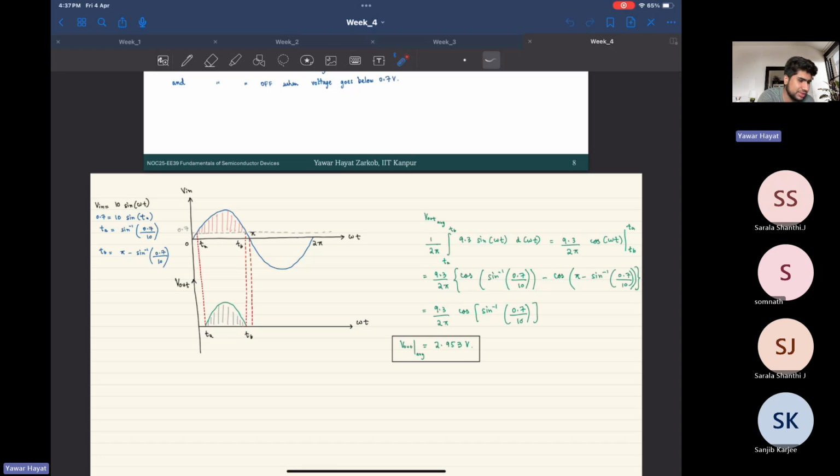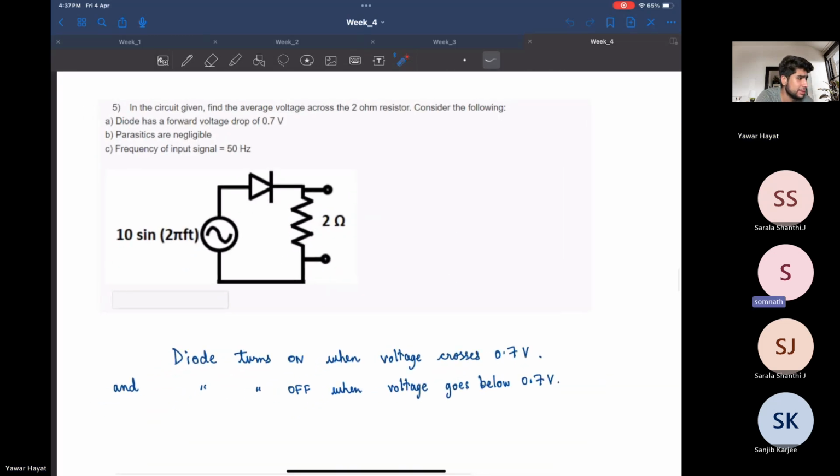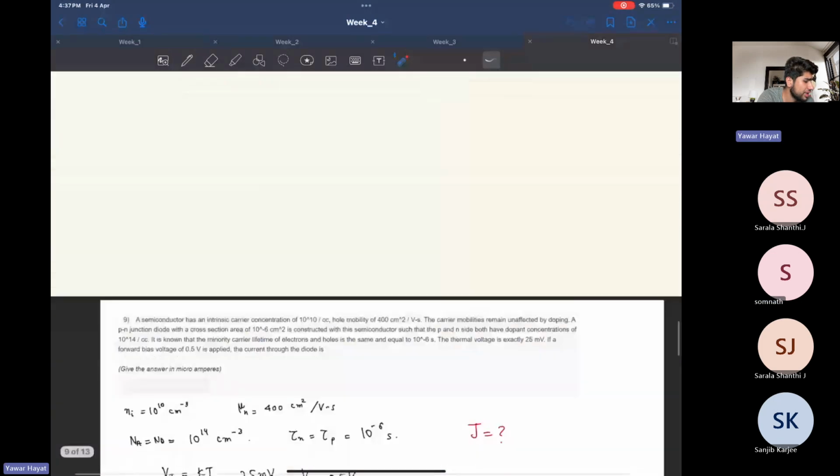This would take some time, that's why I don't want to do this. The only thing that will take time here is maths. Physics wise, this is a simple problem. This is problem number 5, you can note it down.